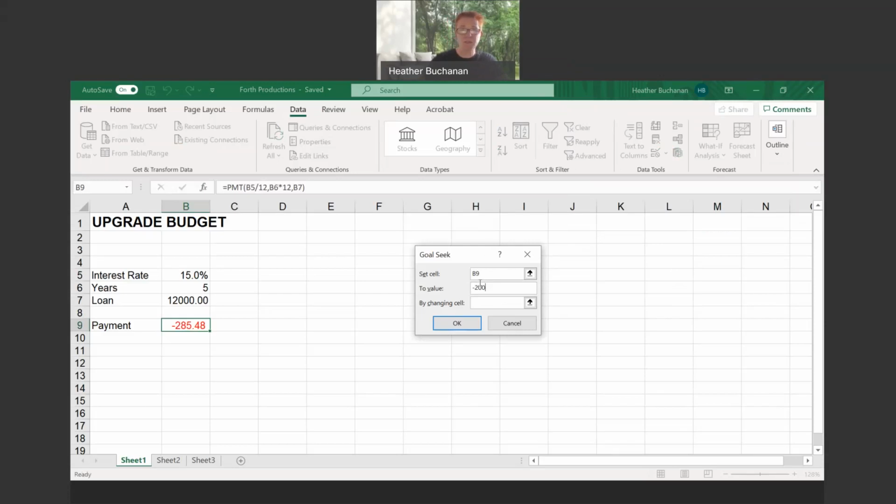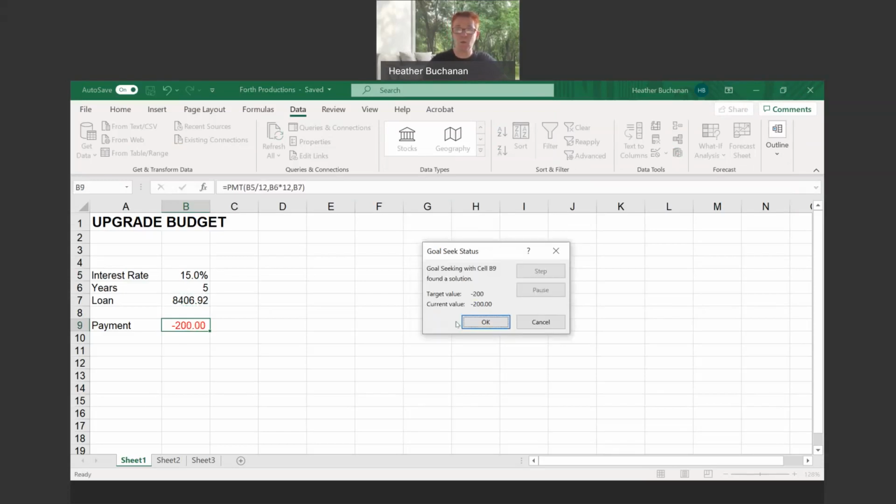Then we want to change the cell B7. So I want to know, based on an interest rate of 15% over a 5-year term, if I can afford to pay £200 a month, how much can I afford to borrow? Click on OK. It may take a little while, and if it does, you can click into step and it'll take you through each of the stages of the calculation. So you can see there, on £200 a month over that term, I can afford to borrow £8,406.